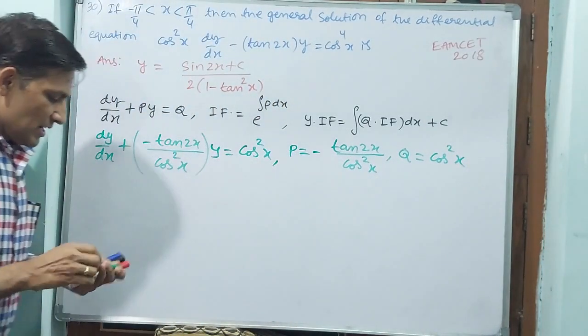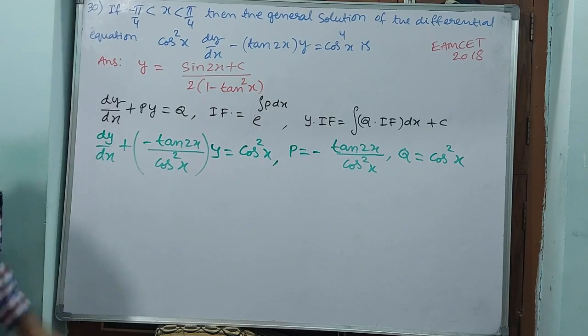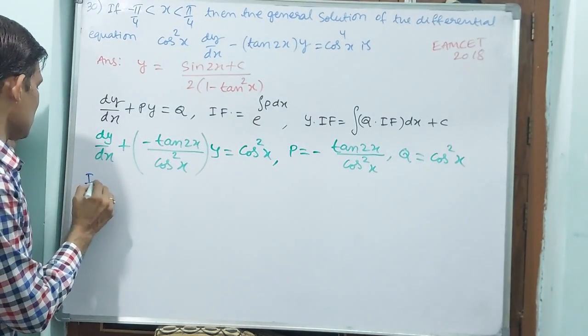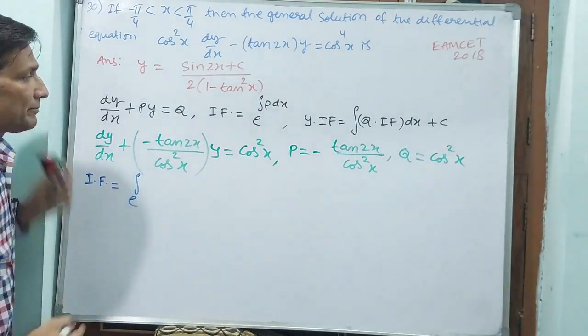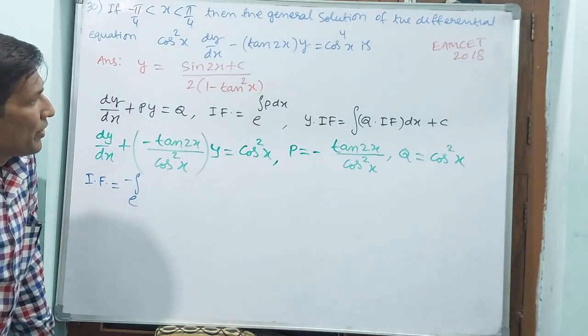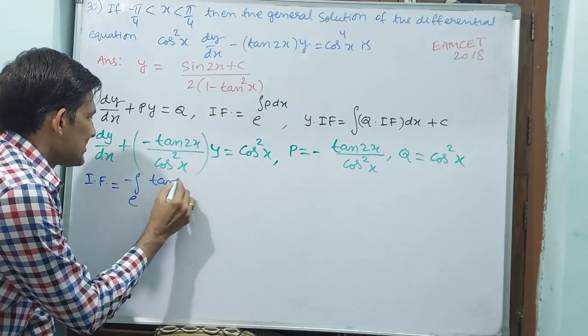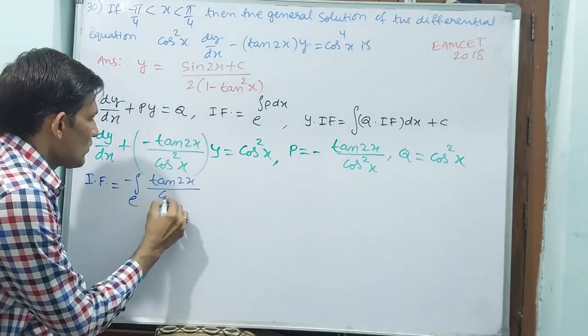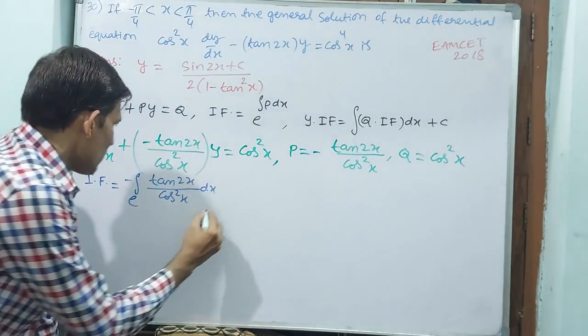Okay. Now first you find the integrating factor, IF. Let me find the integrating factor. The integrating factor is equal to e power integral of P dx, where P is minus tan 2x by cos square x, dx. Okay. Now I am changing.